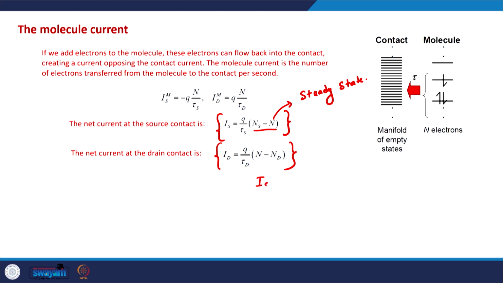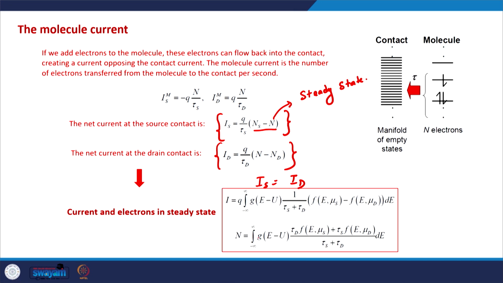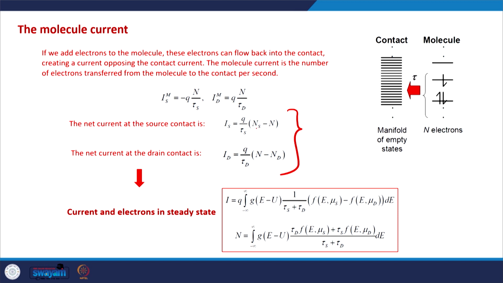So Is should be equal to Id, and if we equate these two expressions and replace it back into these expressions as well, then we obtain the expressions for the steady state electrons in the quantum dot and the steady state current in the system. By equating these two equations, because in steady state Is is equal to Id, we will obtain the expression for n. And if we replace this n into this equation or this equation, we will obtain an expression for I.